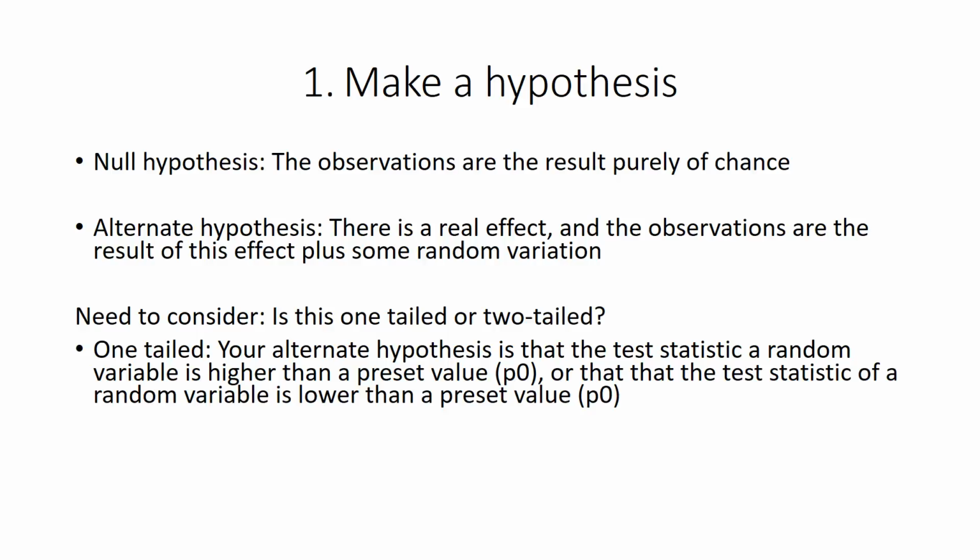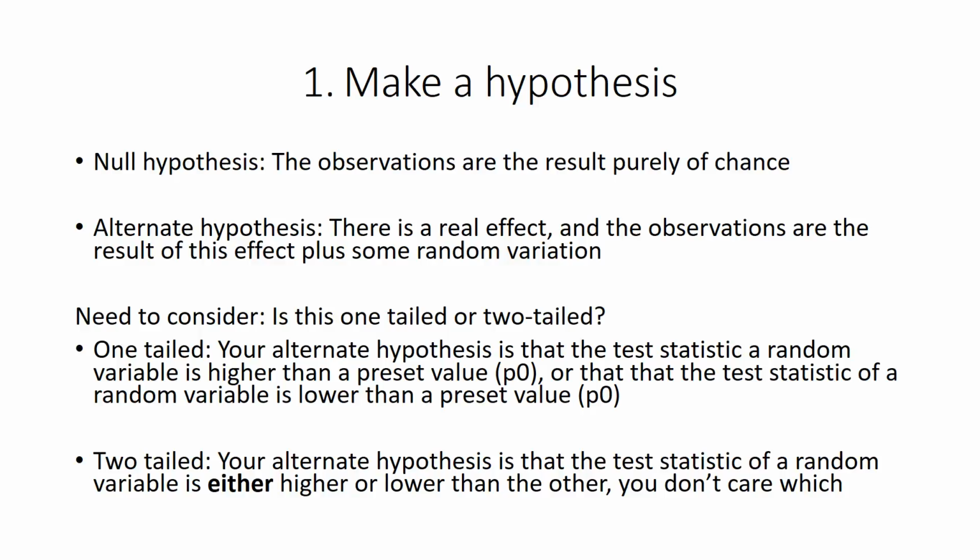So with one-tailed, you have 2 alternate hypotheses. Either you expect the values to be higher than what was in the null hypothesis, or you expect them to be lower than the null hypothesis, which I'm calling that 50% a preset value. So when you're working with a one-tailed hypothesis, you need to specify whether, if you reject the null hypothesis, you are expecting then that the value will be higher or lower than whatever that preset value was that you had in your null hypothesis. If you have a two-tailed test, then your alternate hypothesis is that the observations, the test statistic, is either higher or lower than the other, but you're not specifying which. You just know that it's different than the null hypothesis.